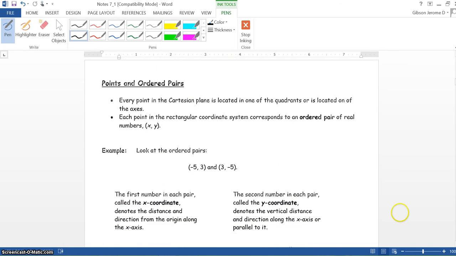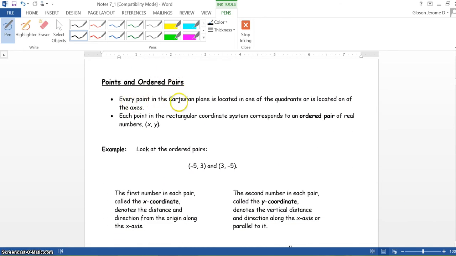Now we scroll down here. Points in ordered pairs. Every point in a Cartesian plane is located in one of the quadrants or is located on the axis. Each point in the rectangular coordinate system corresponds to an ordered pair of real numbers. Look at the ordered pairs. The first number in each pair, called the x-coordinate, denotes the distance and direction from the origin along the x-axis. The second number in each pair, called the y-coordinate, denotes the vertical distance and direction along the y-axis or parallel to it.